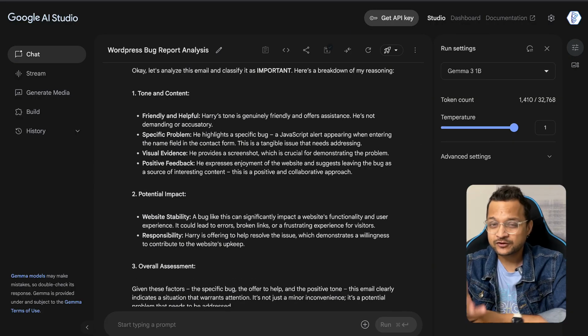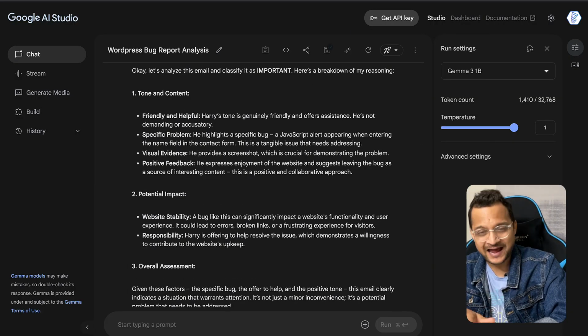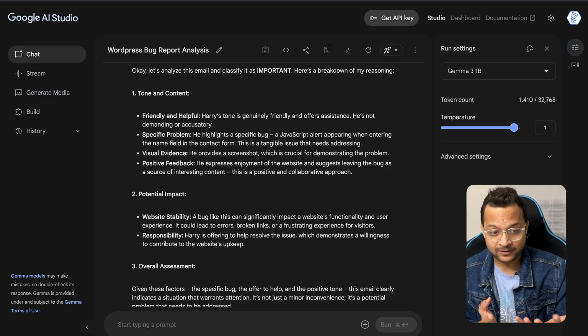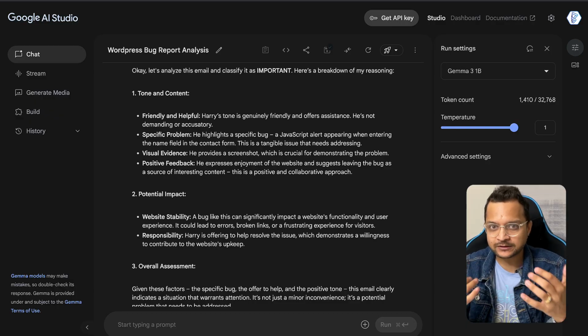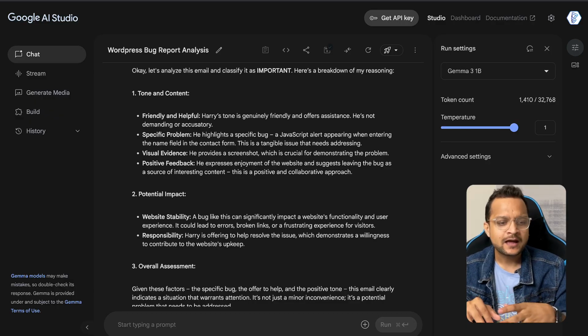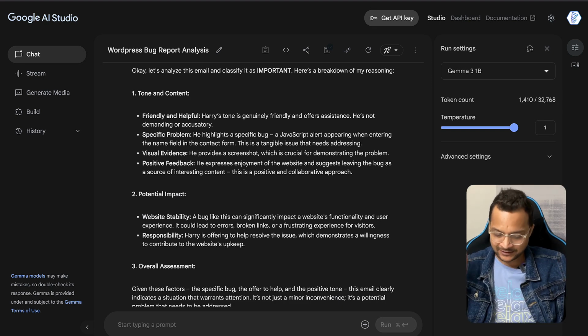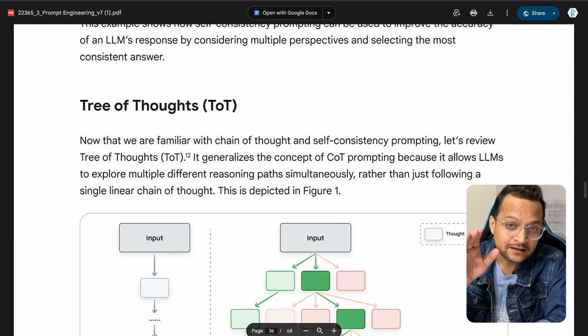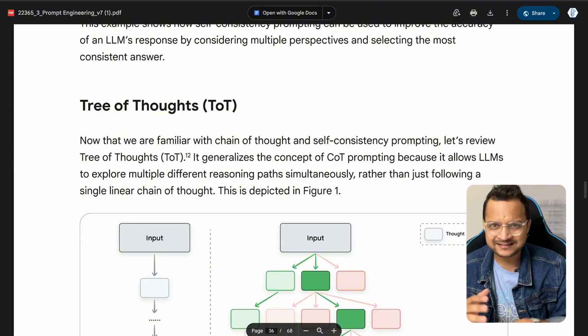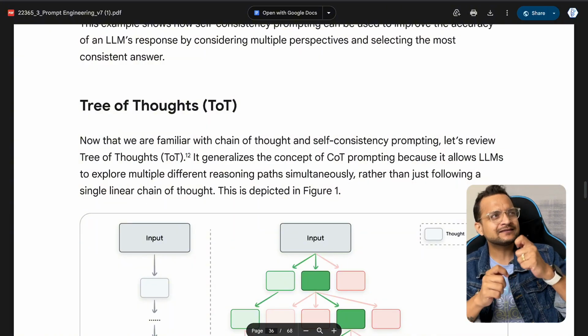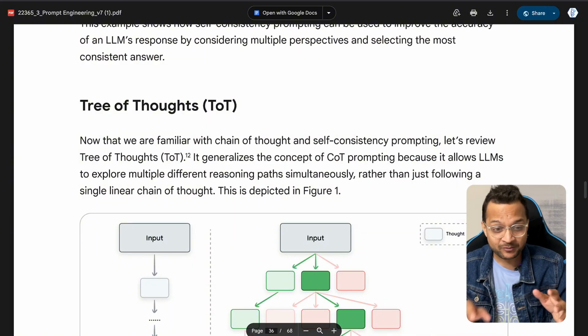So in my opinion, the self-consistency prompting technique is the worst one. I don't like it. I don't understand it properly. But if it is there in the prompting techniques, there has to be some pros, and I don't know about that. But let's move to the next one, which is called tree of thoughts. That's mind-blowing. But when I say mind-blowing, is it really mind-blowing? I don't know, but let's see.